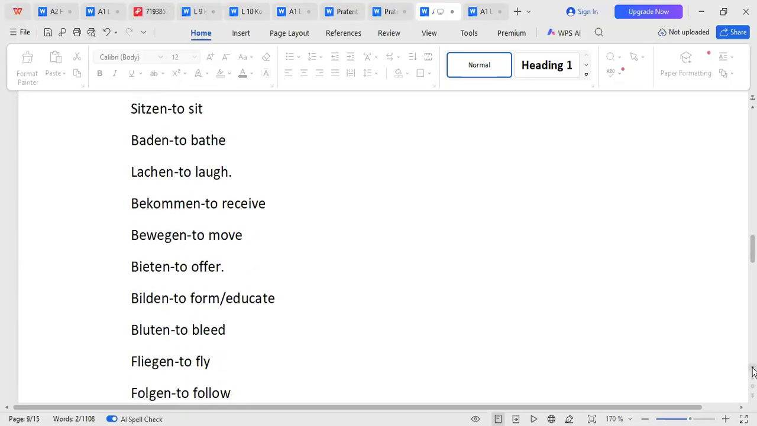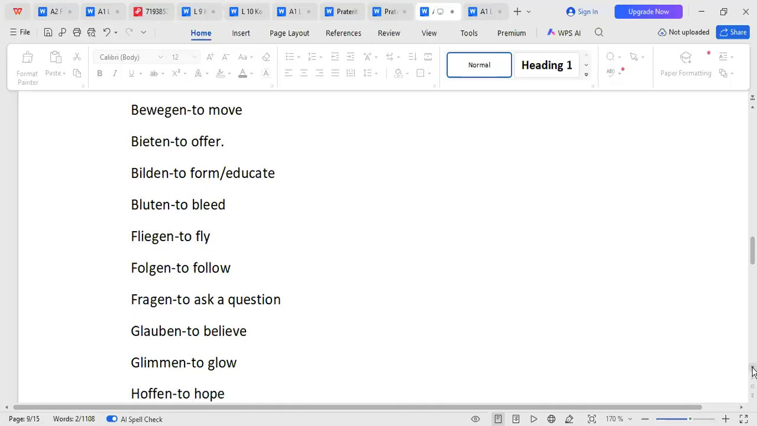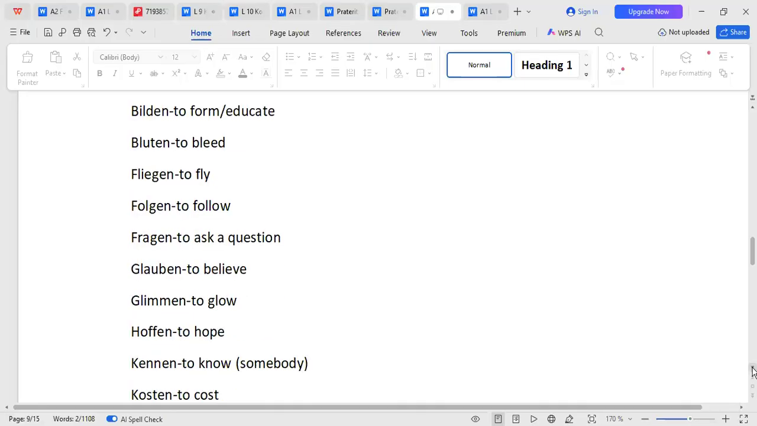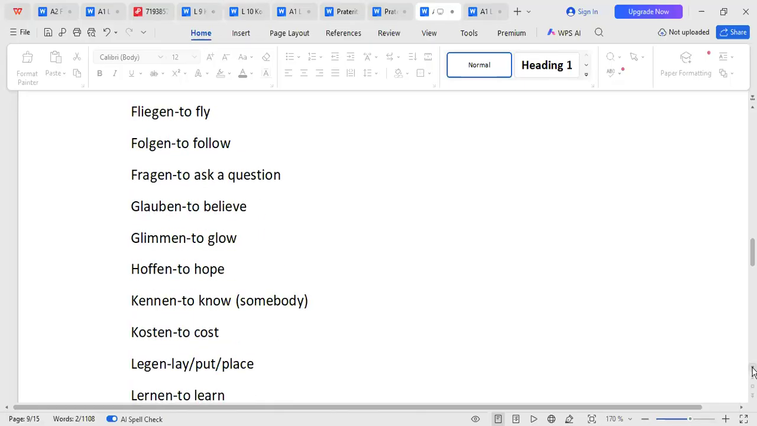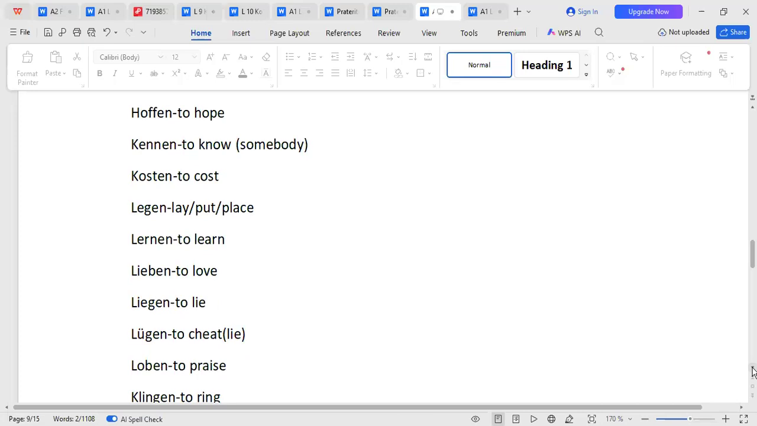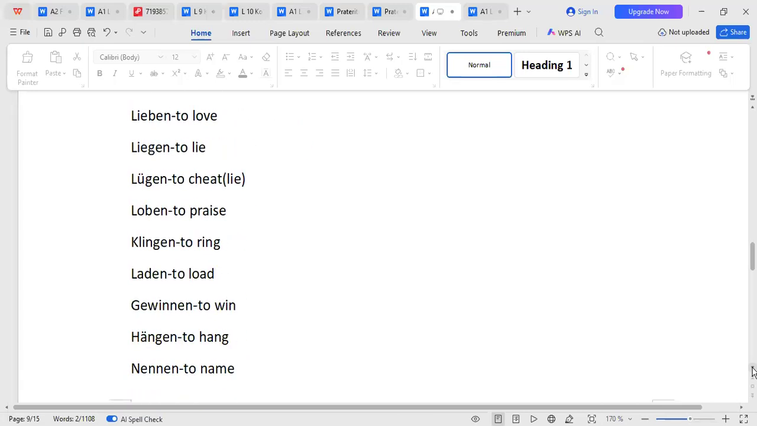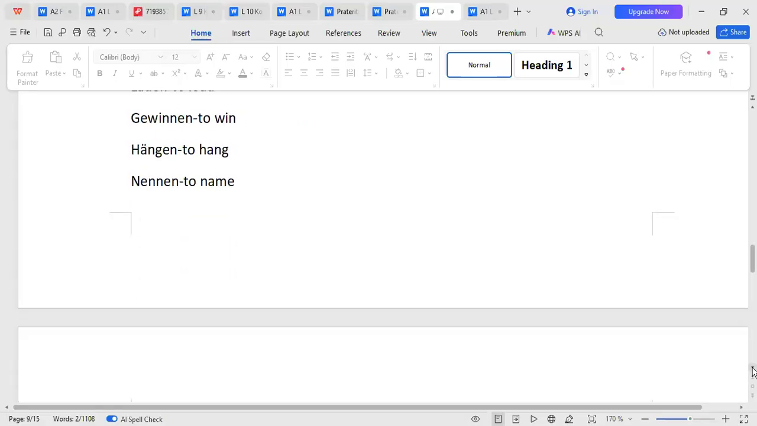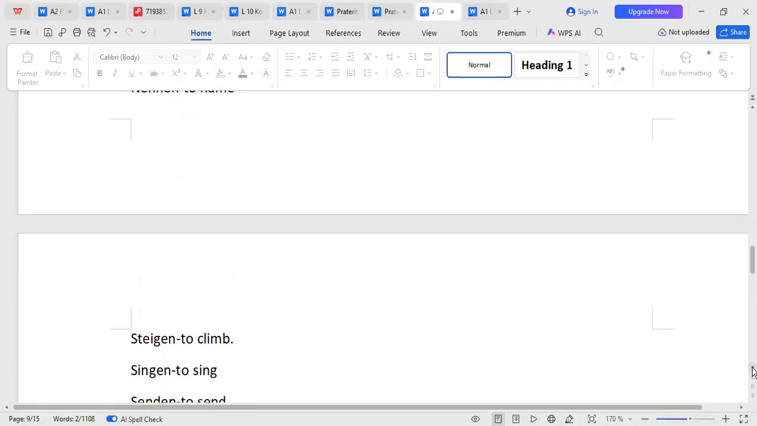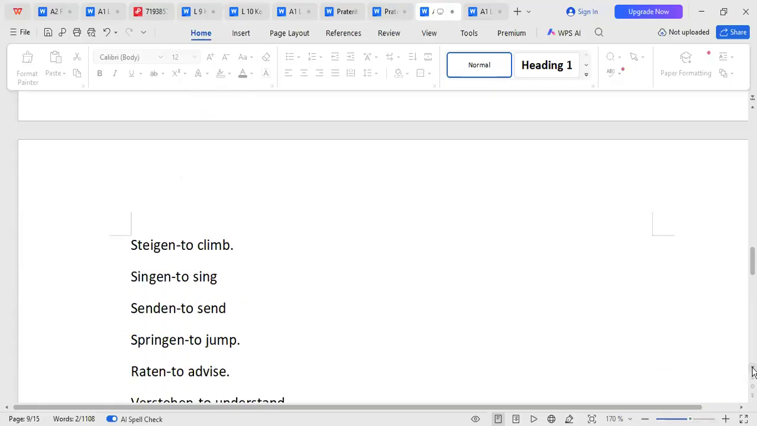So if you join Passcode, you'll have these notes and be able to try them yourself in your free time. The verbs are very many, and their meanings. So hoffen is to hope, kennen is to know, kosten is to cost, lernen is to learn, lieben is to love, laden is to load, gewinnen is to win, hängen is to hang, and so on and so on. The list of verbs is very, very long. If we do it now, we can't finish. Senden is to send, springen is to jump, raten is to advise.